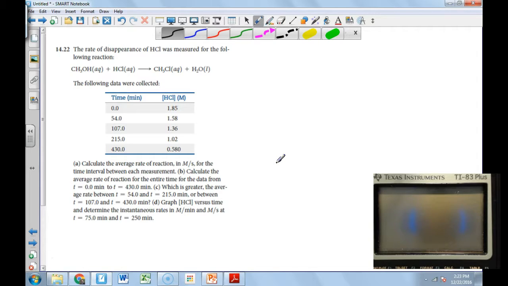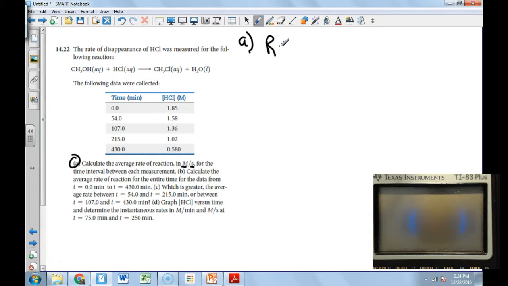This may be a little longer than what we want, but let's start here at part A. It says calculate the average rate of the reaction in molarity per second for the time interval between each measurement. So average rate is equal to the change in concentration over the change in time. That's going to give us the rate, but we want it in seconds.